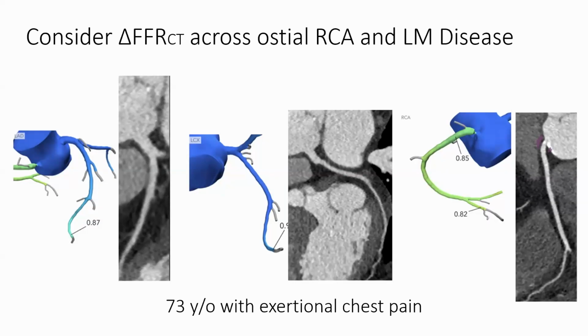So when we see high deltas across the left main and across the ostium of the right, it still behooves us to really inform the decision around revascularization, exploring that delta, even when the absolute values are negative, owing to the very proximal nature of such anatomical stenoses.